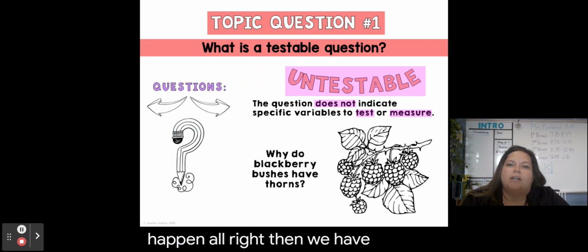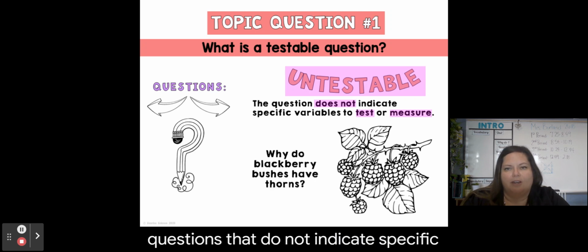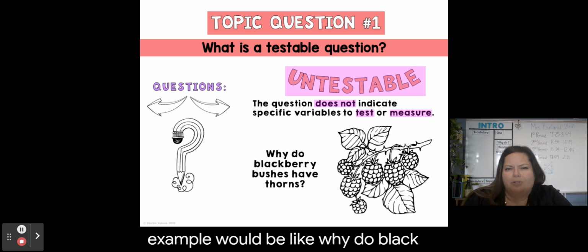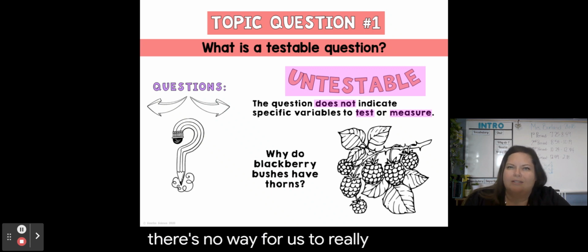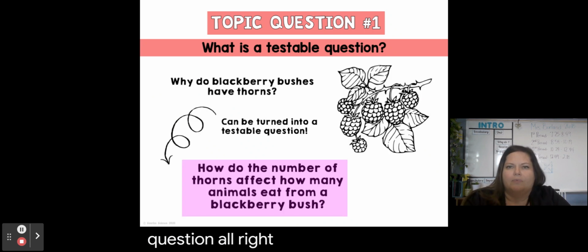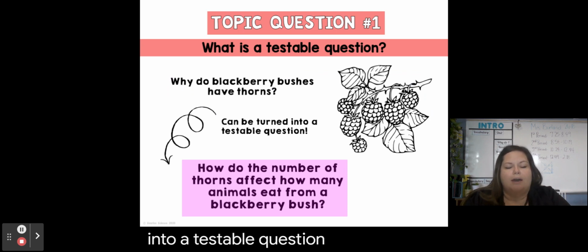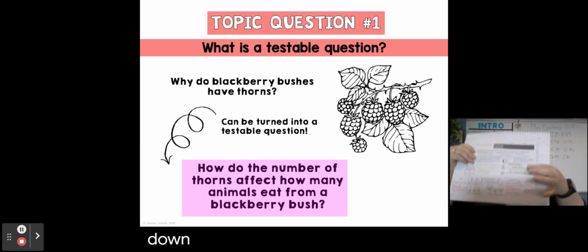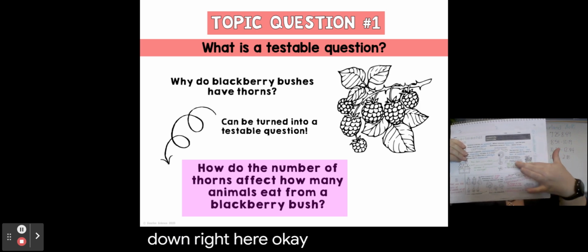Then we have untestable questions. These are questions that do not indicate specific variables to test or measure. An example would be, why do blackberry bushes have thorns? There's no way for us to really test that question. Now we can turn that into a testable question. We can say, how does the number of thorns affect how many animals eat from a blackberry bush? That part right there, guys, you're going to be writing down right here. Try to squeeze it in.